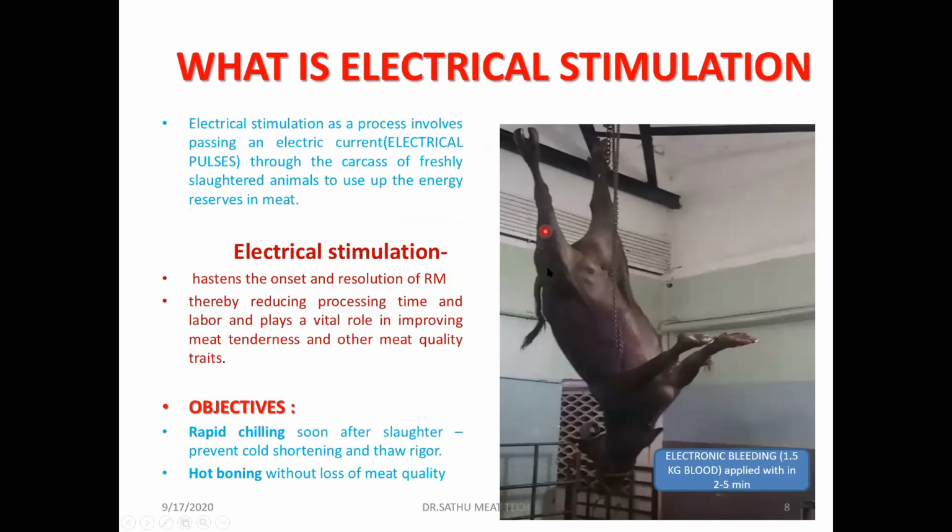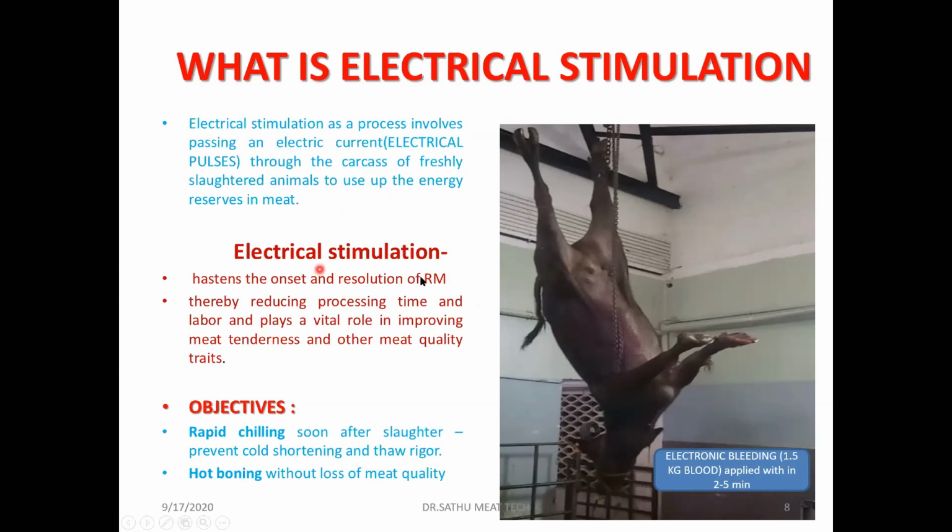So how can we define electrical stimulation? We have seen what is happening during electrical stimulation. We can define it as a process involving passing electrical current, that is, an electrical impulse, through the carcass of freshly slaughtered animals to use up the energy reserves in the meat. You know that energy is reserved in the form of glycogen. When you give the electrical stimulation, as we have seen, the muscle is contracted and relaxed, so the glycogen will be utilized and the ATP resource will be reduced.